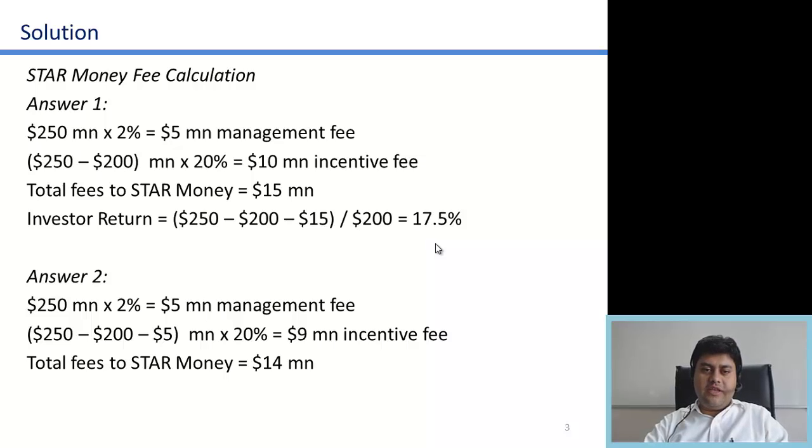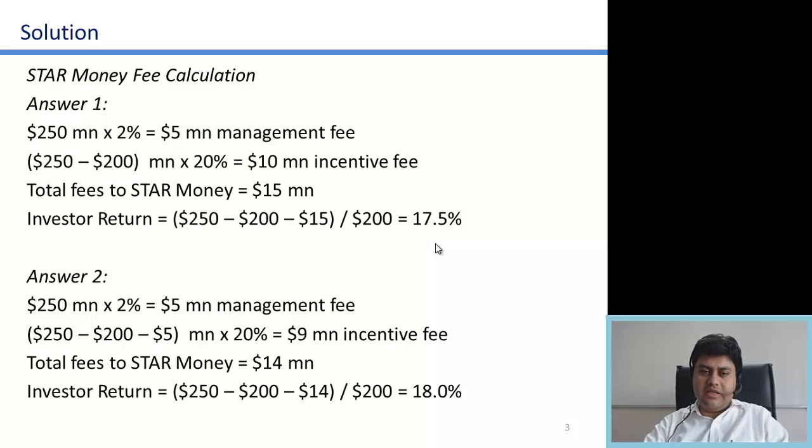So in this case, the total fees to Star Money is reduced to $14 million. And the investor's return in this case is slightly increased, that is at 18%, because of the lower incentive fee by $1 million.